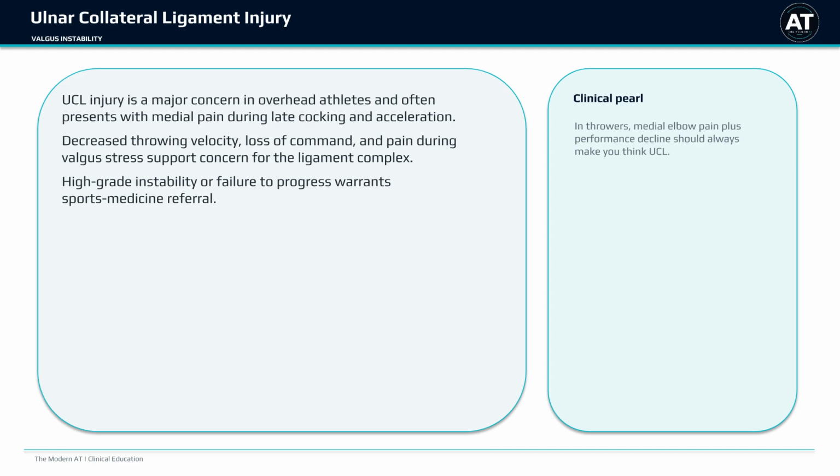UCL injury is a major concern in overhead athletes because the ligament resists valgus stress during throwing. Symptoms often appear during late cocking or acceleration. The athlete may report medial elbow pain, a sharp pain during a throw, reduced velocity, loss of command, or difficulty finishing pitches. Examine UCL tenderness, valgus stress sensitivity, and moving valgus stress when appropriate.